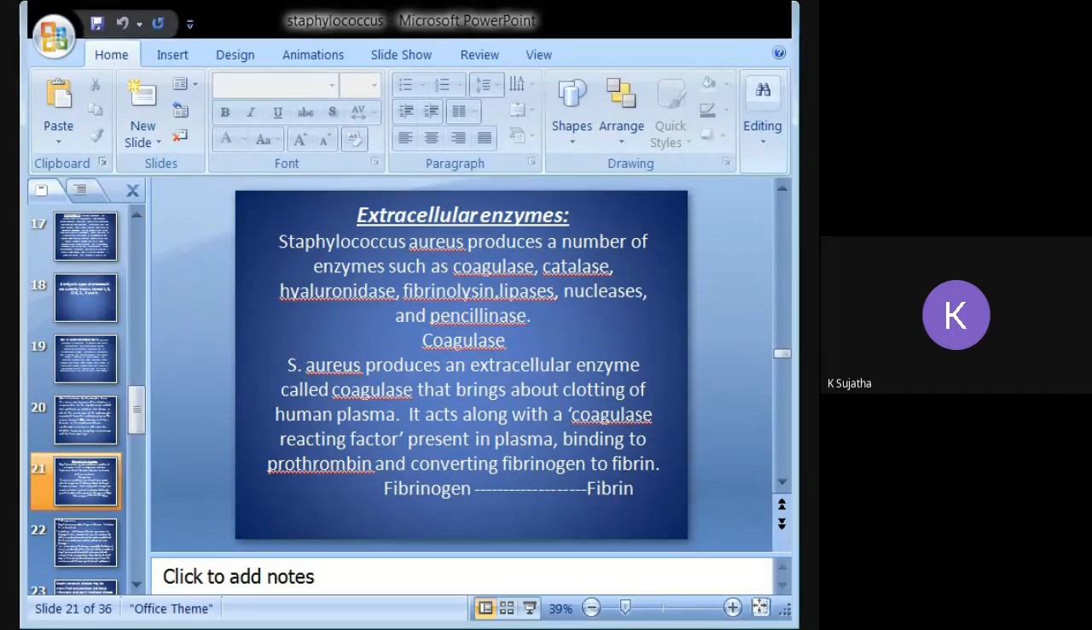So how to detect the coagulase enzyme? There are two types, slide coagulase and tube coagulase. In slide coagulase, bacterial cultures are taken on a slide, and then human plasma or rabbit plasma is mixed with Staphylococcus aureus to form clumpings. In tube coagulase, Staphylococcus aureus colonies and human plasma or rabbit plasma are mixed in test tubes to give some clumpings. These are the detection tests.